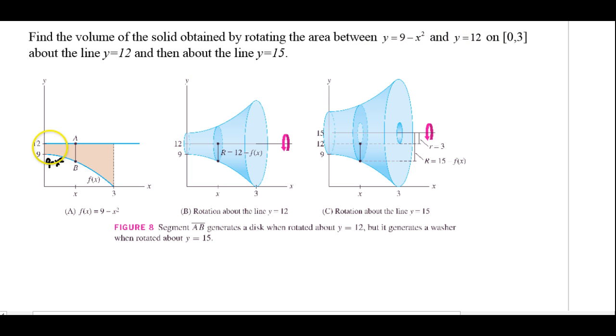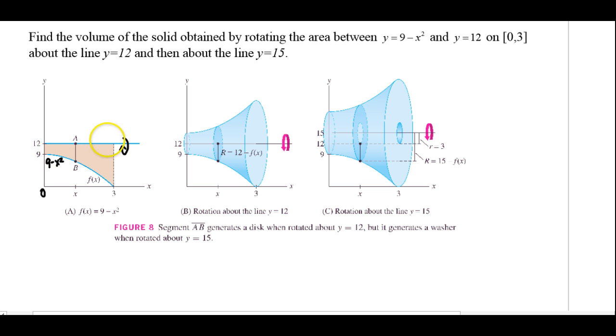So it's just the horizontal line at 12 on the interval from 0 to 3. So this pink region is the one we want to rotate. And first we want to rotate around y equals 12. So we're rotating around this horizontal line that borders the region that we're going to rotate.